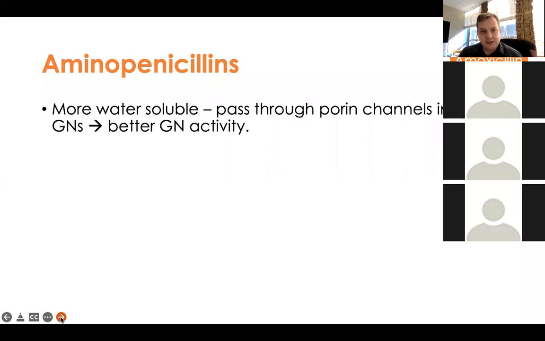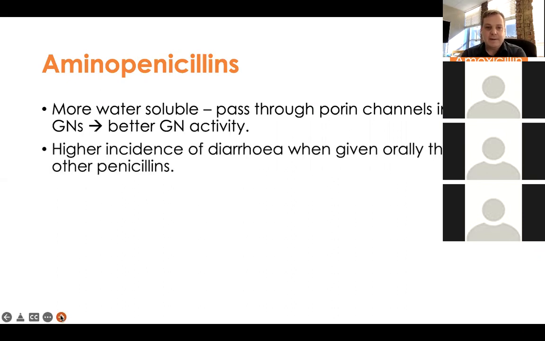What about the minor penicillins? So this is the other half of that graph or that diagram. So now you're really trying to aim to get better gram-negative coverage. These are more water soluble, so they can actually get through the porins in the outer membrane of the gram-negative cell wall. So they end up with better gram-negative activity. They tend to have a higher incidence of diarrhea, ironically, compared to other penicillins.